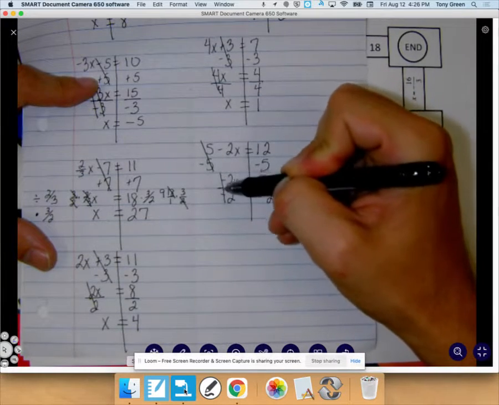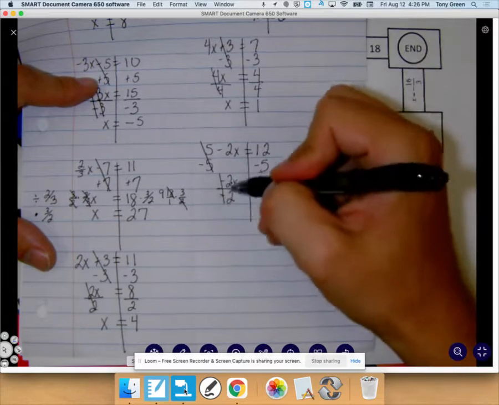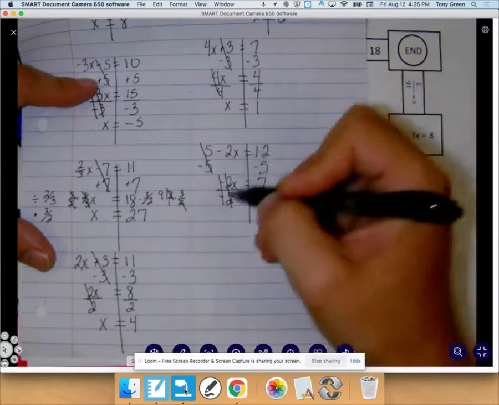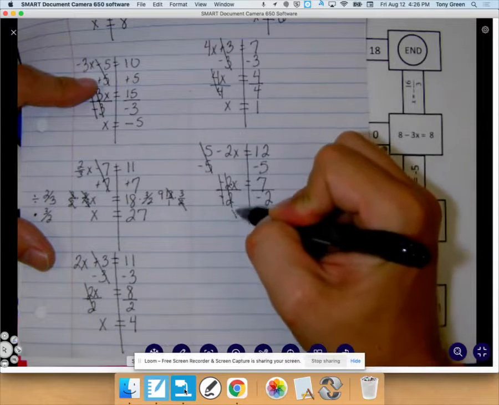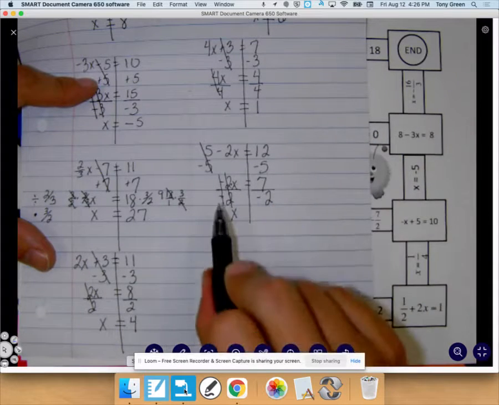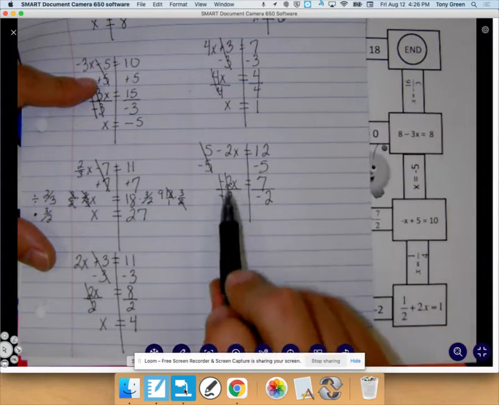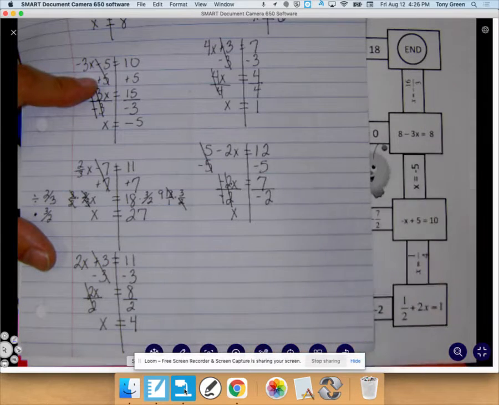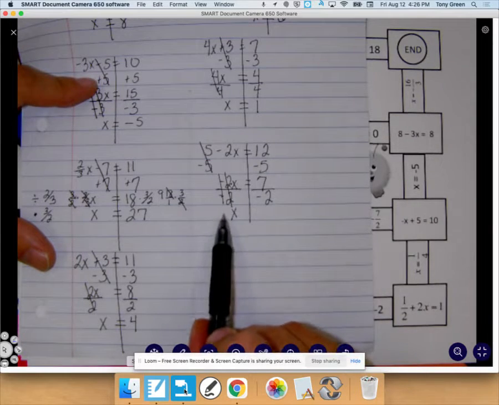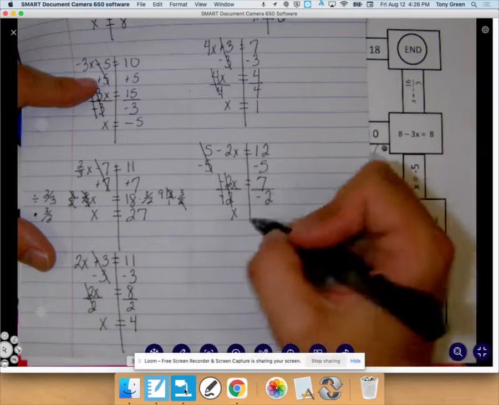A negative divided by a negative is positive, and 2 divided by 2 is 1. So we still have 1x left over, and it's positive. Now, if you didn't cancel out that negative, you might lose it. You might just ignore it, pretend it's gone, or you might forget about it and not bring it down. So you got to cancel out that negative.